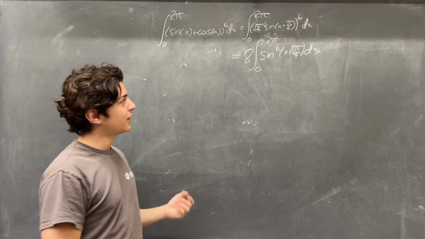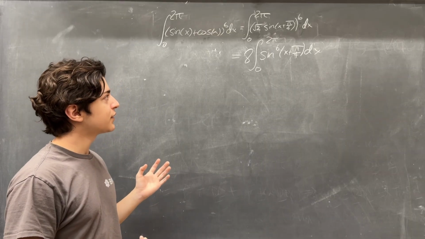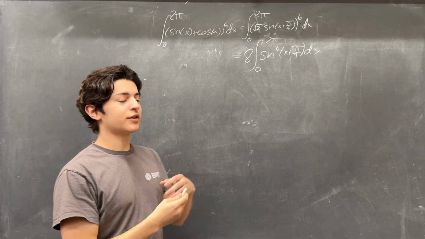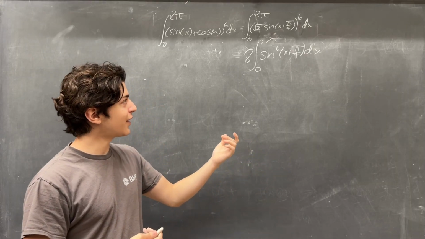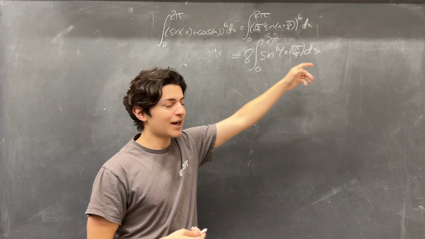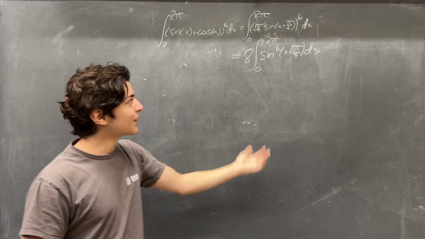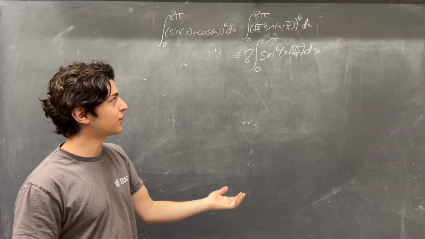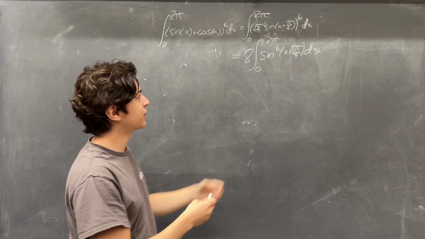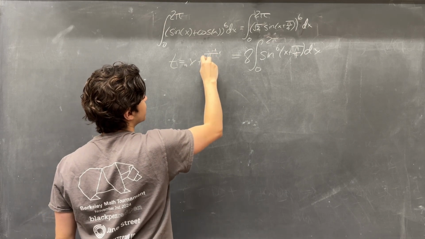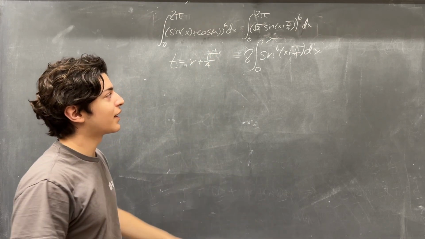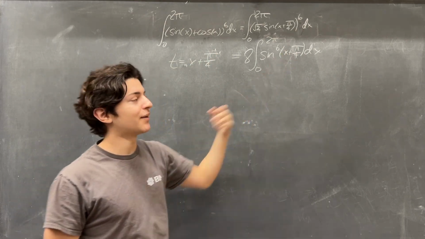This is all well and good. And from here on out, you can go through the rest of the solution without doing what I'm about to do. But for the sake of not needing to write x plus pi over 4 every single time, I'm going to make a quick substitution that will just get rid of this. So first, let's do the substitution t equals x plus pi over 4.